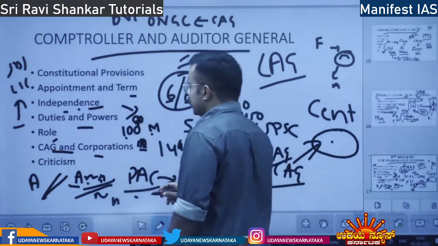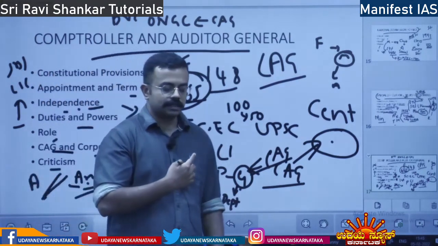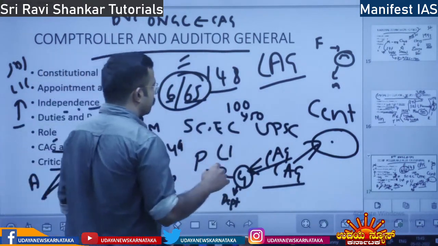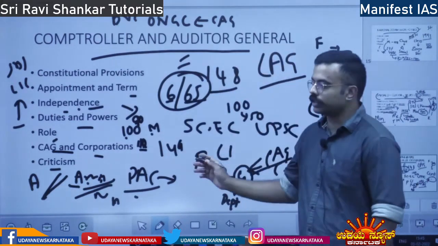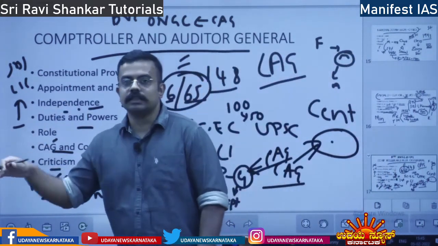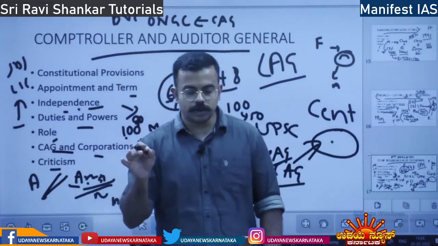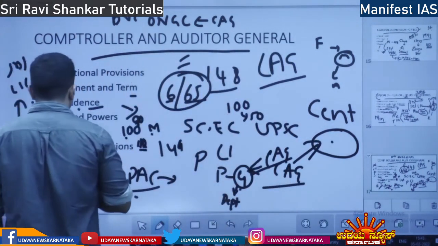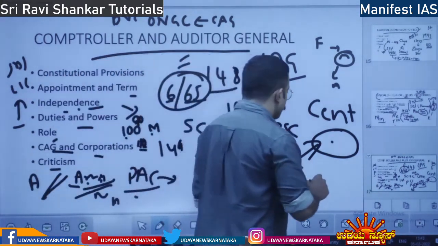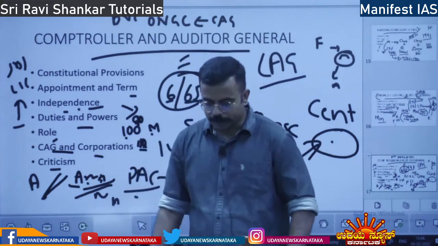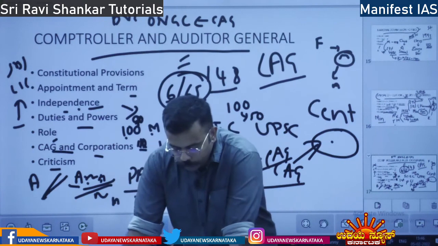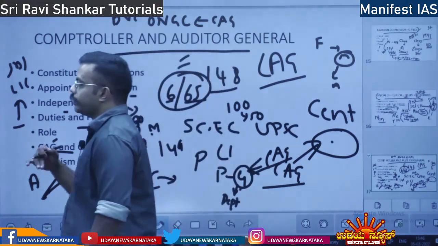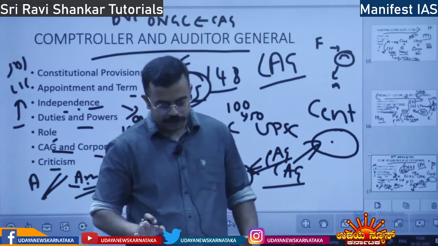So lastly we will discuss criticism. The major criticism is that the CAG office does a post-mortem kind of work. What is post-mortem? You already know. Once the expenditure is already done, that is 100 crores is already spent, then after the money is spent, they go and audit it. They search what has gone wrong. However, critics say they have to ensure that before spending, the money is spent in a proper way. That has to be ensured not after the money is spent, but before the money is spent.